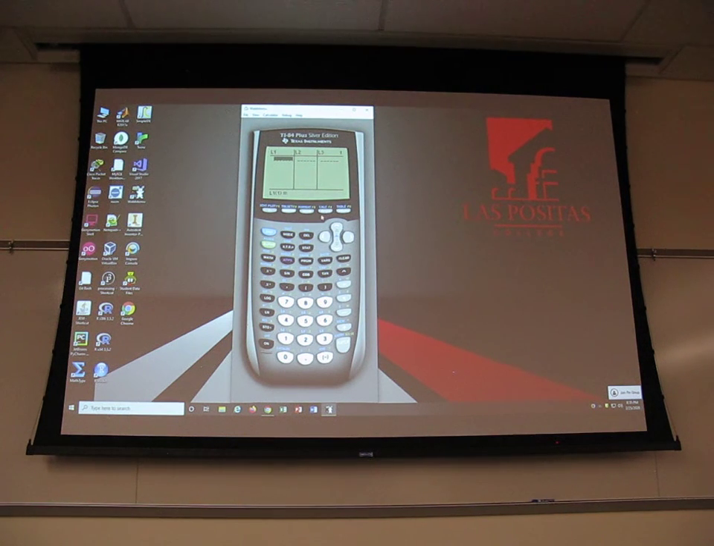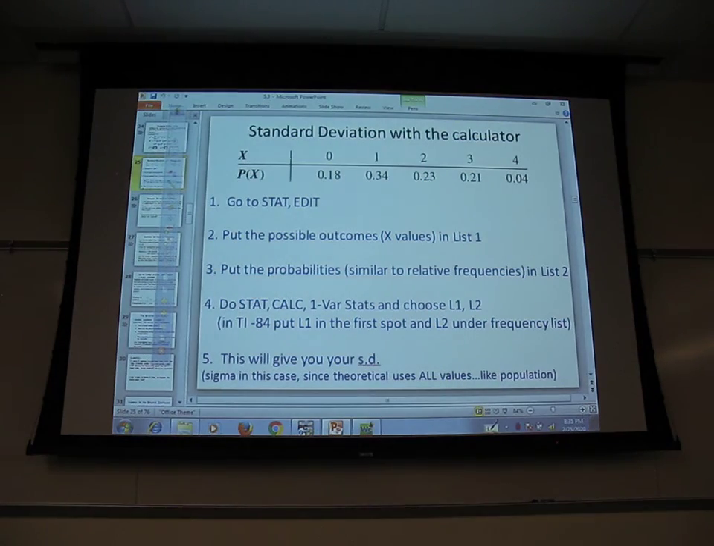And you're going to input your data. So here's our data. 0, 1, 2, 3, 4 across the bottom. 0, 1, 2, 3, 4. And then right arrow over to get to L2, and then put in the rest of the data there. 0.18, 0.34, 0.23. You guys use this right here. This is great. You just put it in and hit enter and it'll jump around. It's super easy for you. Very quick.